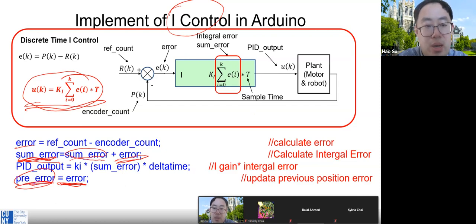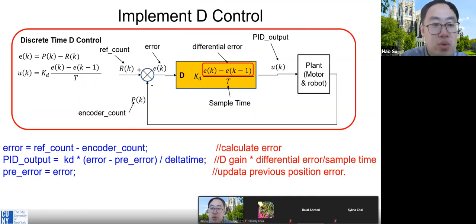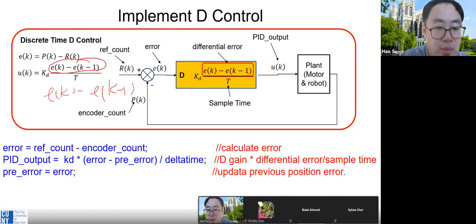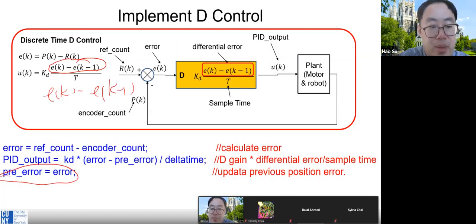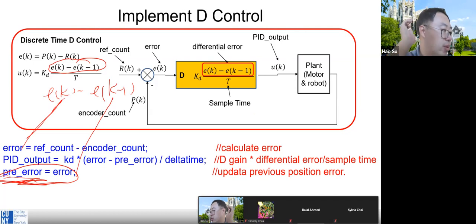Because in this step we don't really use the previous error, this is your output, so we didn't really use this step, the previous error update. However, if we want to calculate E_k minus E_(k-1), that's why we need to update this, because we need to know the previous error. So this previous error is this, and the error is this. It's kind of an interesting way.